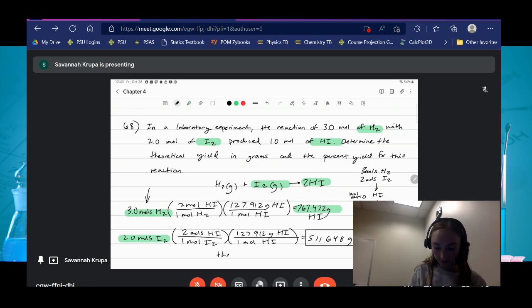So let me write that down. Theoretical yield will be equal to, and we started with 2 significant figures because it's 3.0, 2.0, and 1.0 values that we're given with. So that'll be 510 grams of HI.